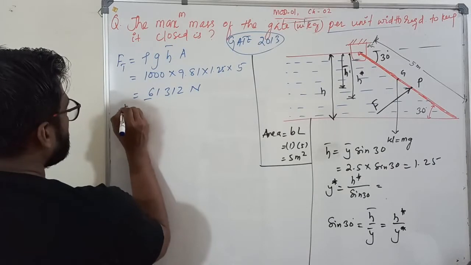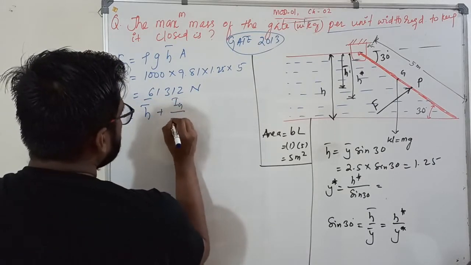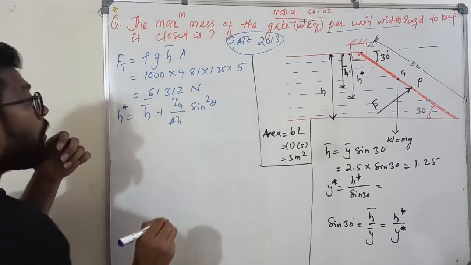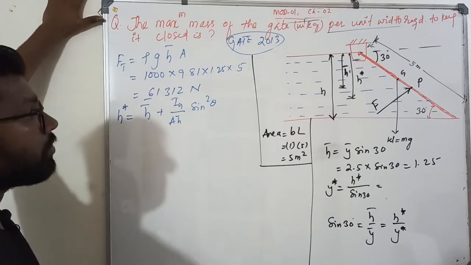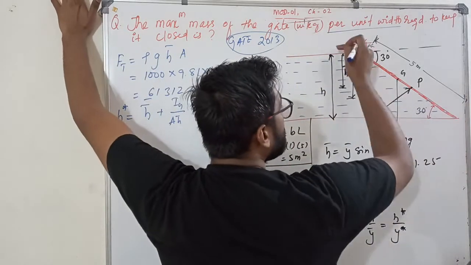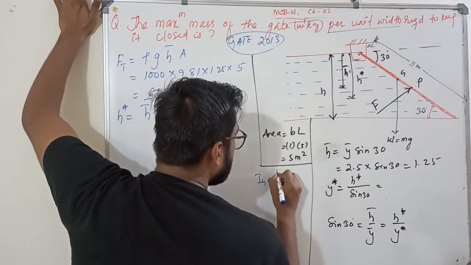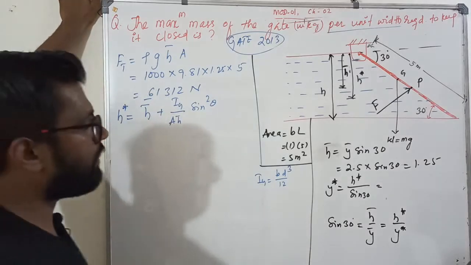So what is H star? Sir, H star equal to H bar plus Ig sin square theta by H bar. Oh, so now I need to calculate Ig also. What plate is this? Sir, it is a rectangular plate. So what will be Ig for a rectangular plate? Sir, this is b d cube by 12.